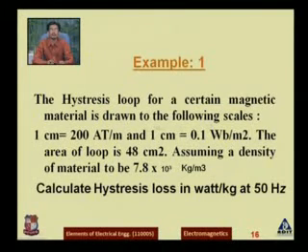The total loop area is equal to 48 centimeter square. Now here you have to assume that the density of the material is 7.8 multiplied by 10 raised to 3 kilogram per meter cube, and you have to find out how much the hysteresis losses will be at the 50 hertz supply.